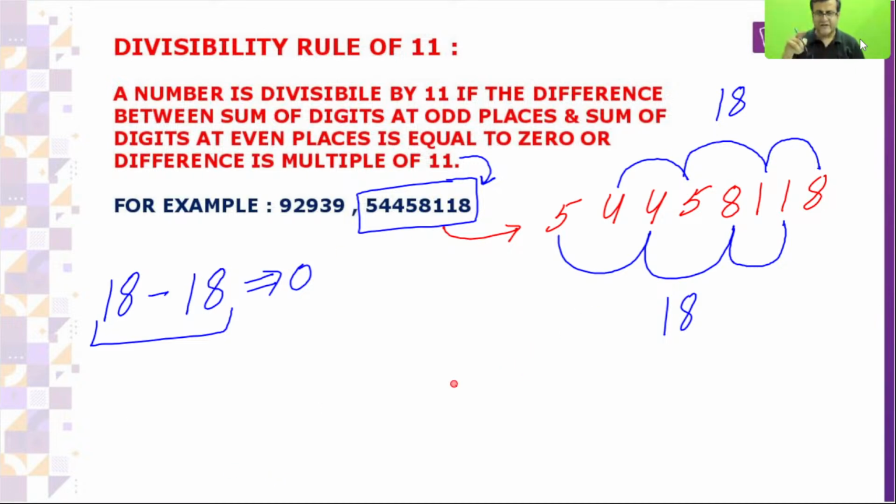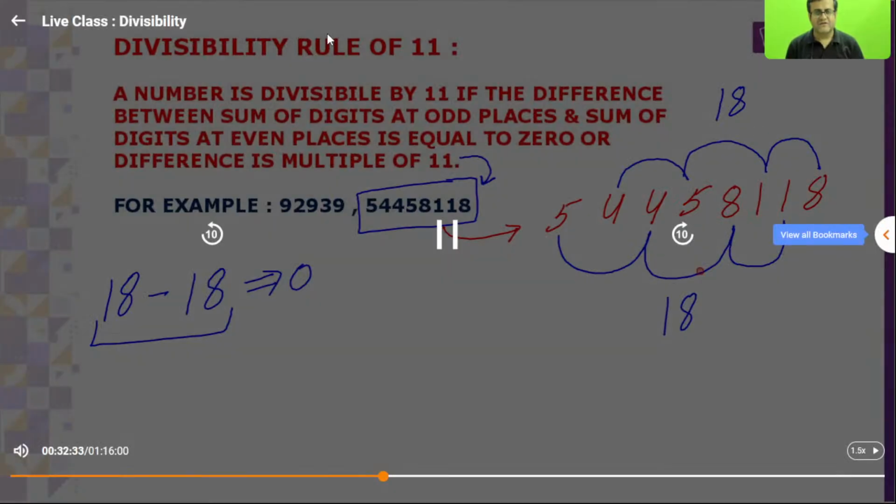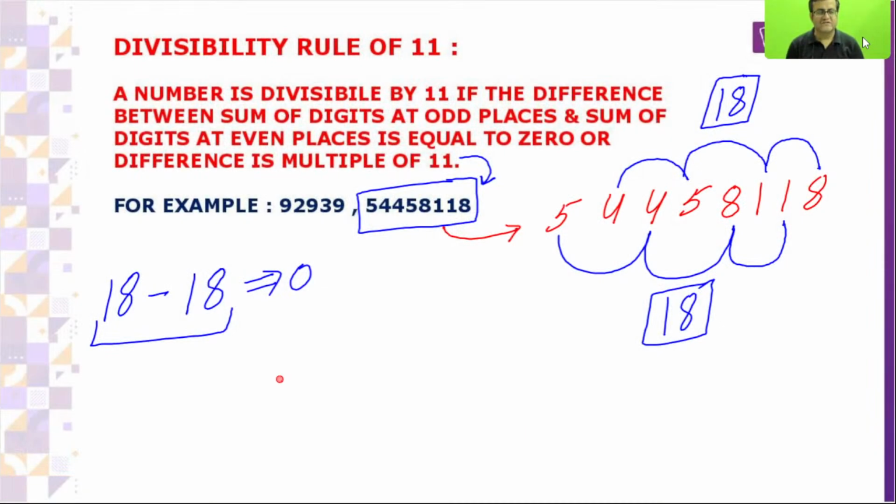Leave one digit, come to the next. Alternate digits you will have to take: 5, then 4, then 8, then 1. Okay, I have taken, so add all these. 5 plus 4, 9, 9 plus 8, 17, plus 1, 18. 4 plus 5, 9, 9 plus 1, 10, 10 plus 8, 18. Sum of digits at odd place, sum of digits at even place. Take the difference between these two, you will get 0. So 0 means this number is divisible by 11.